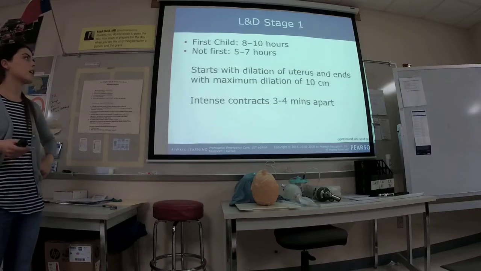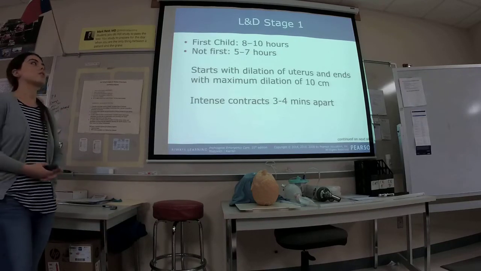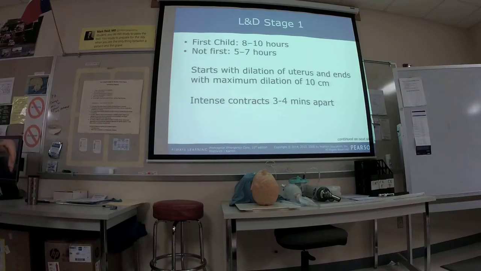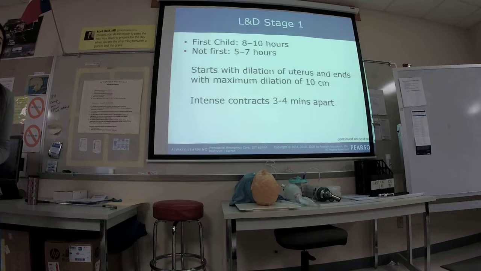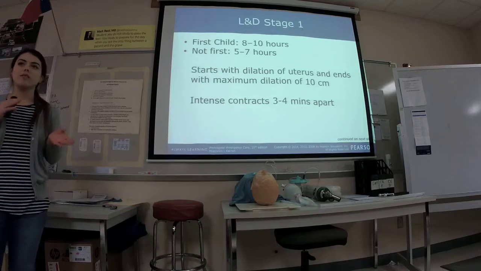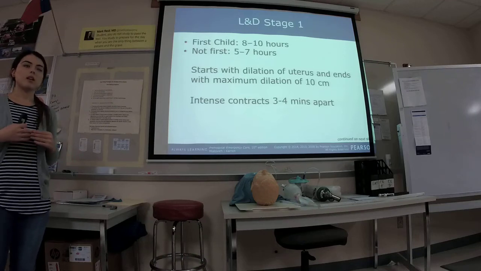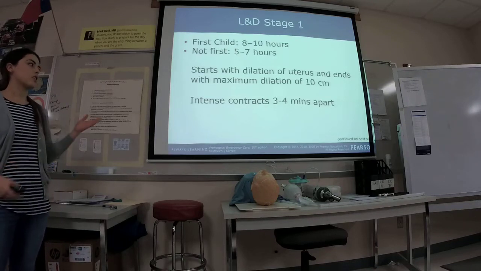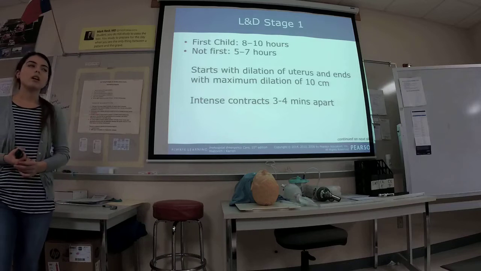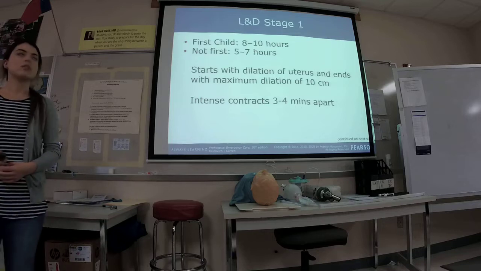So for the first child, usually, like I said, it's going to take a longer time than for someone who this isn't their first pregnancy. So it's going to start with dilation of the uterus, ends with a maximum dilation of 10 centimeters. Usually whenever we're admitting a patient in a hospital, if they're not at least 5 centimeters or not in active labor yet, but full dilation where the woman can actually be 10 centimeters. And also the intense contractions are going to be 3 to 4 minutes apart pretty frequently. So stage 1 ends with dilation of 10.